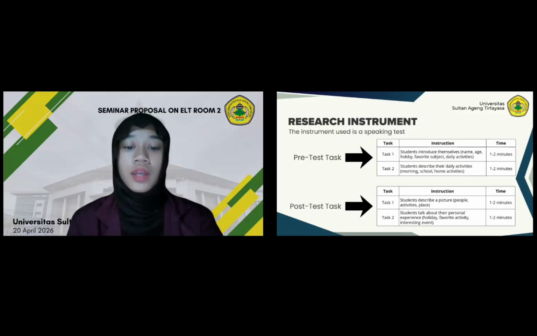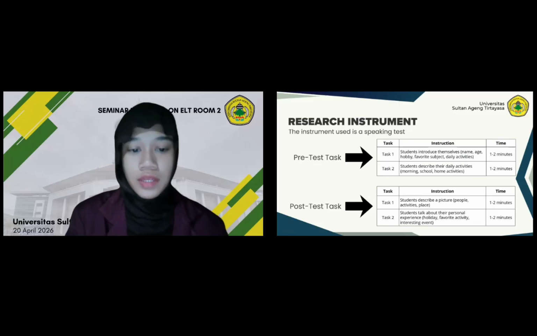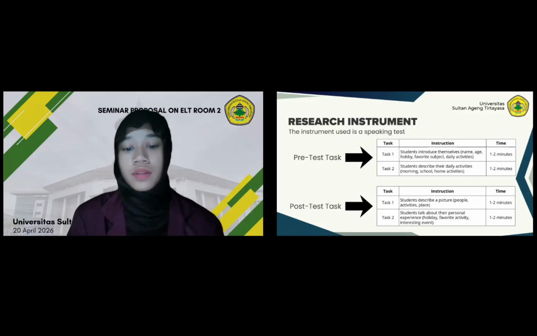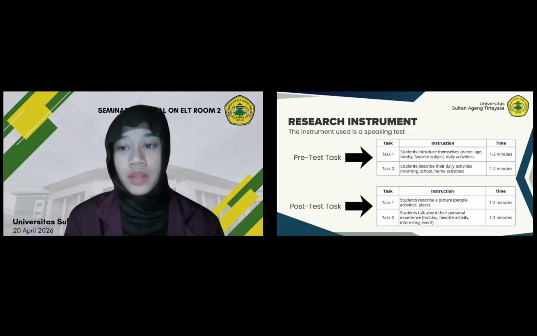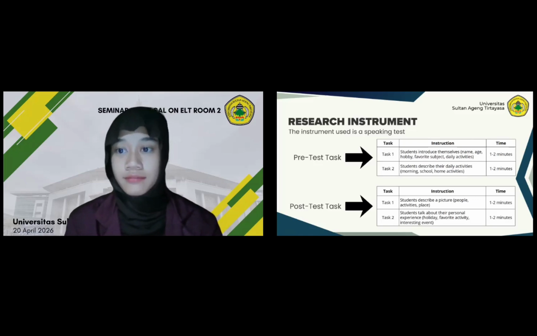The instrument used in this research is a speaking test. Students are asked to speak individually based on given topics. For example, they introduce themselves, talk about daily activities, describe a picture, and tell personal experience. These topics are simple so students can feel comfortable when speaking.